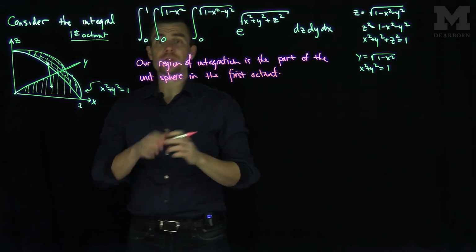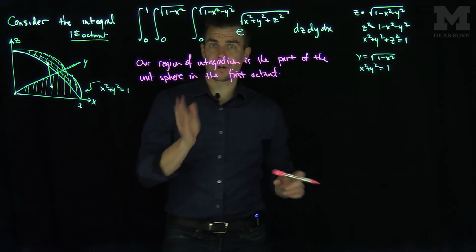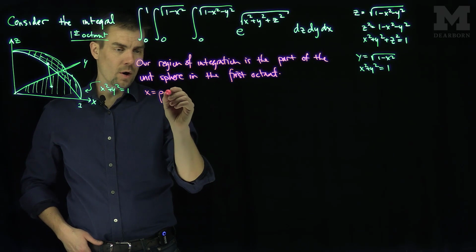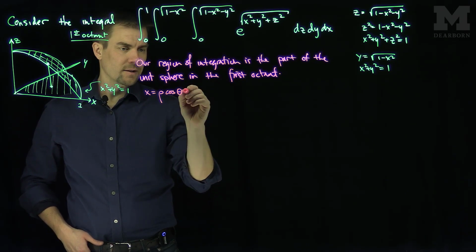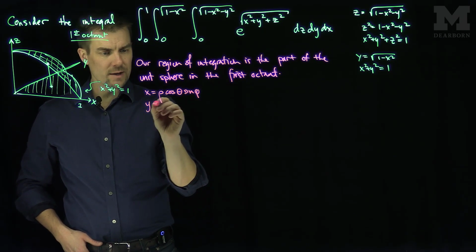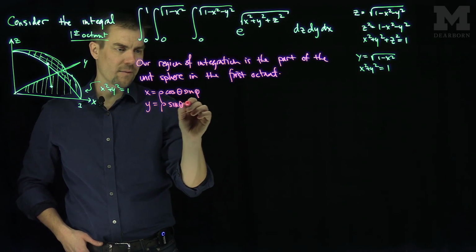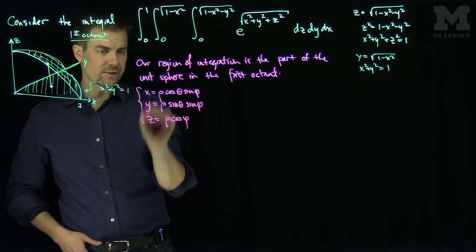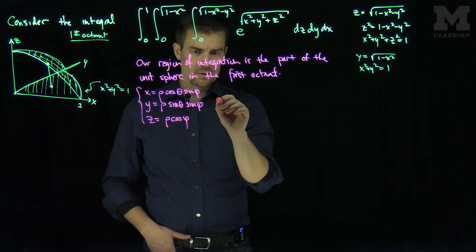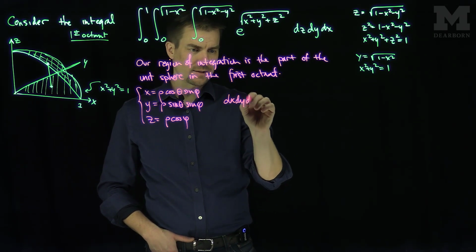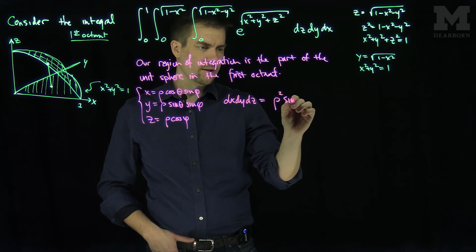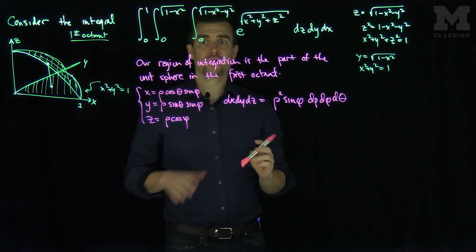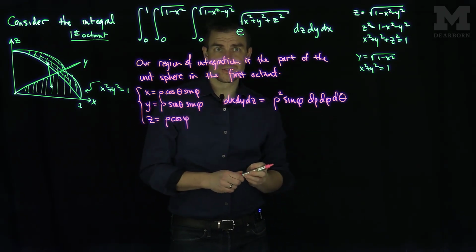Okay? And if I turn this region into spherical coordinates, let's recall what spherical coordinates are. Spherical coordinates are x equals rho cosine theta sine phi, y is equal to rho sine theta sine phi, and z is equal to rho cosine phi. That's my spherical coordinate change of variables. And with this change of variables, we know that dx dy dz transforms to rho squared sine phi d rho d phi d theta.